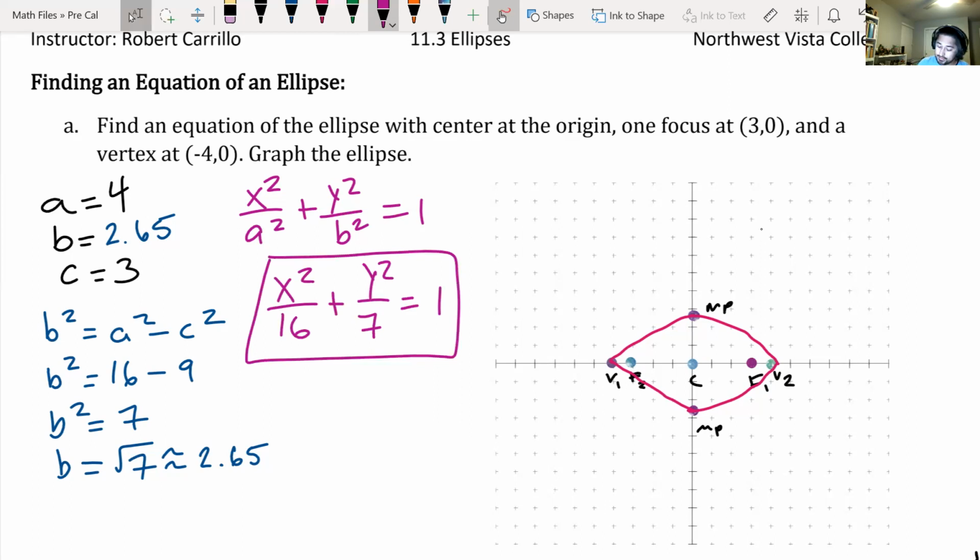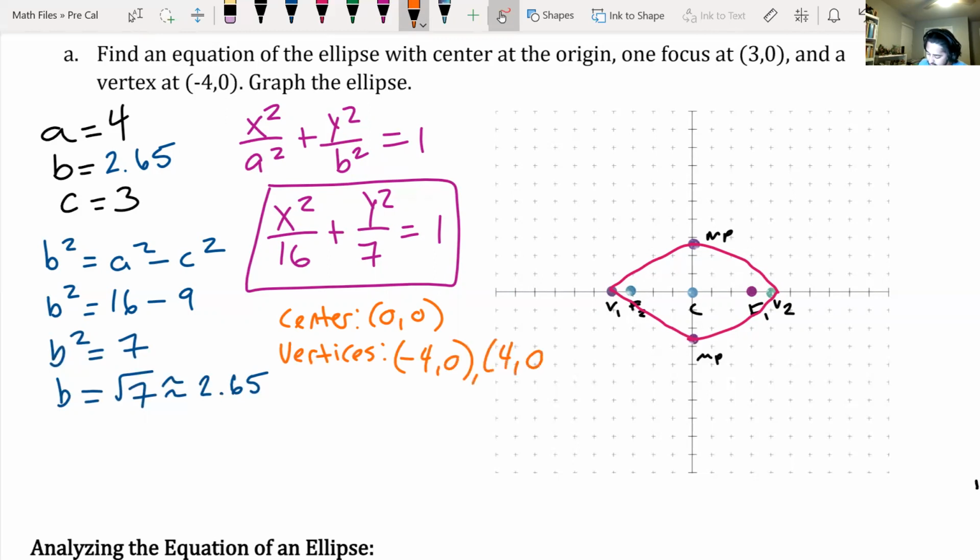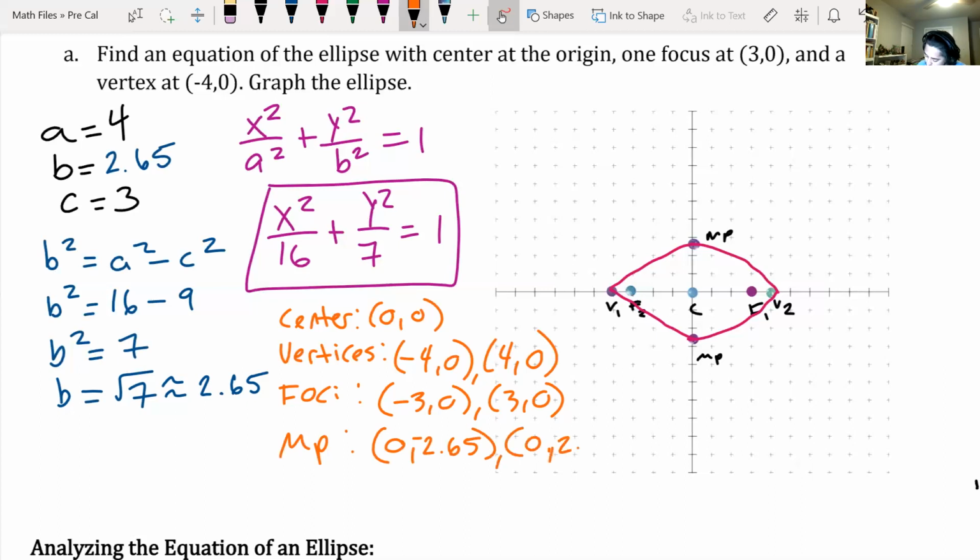There's our equation. And then the last piece we need to do is just fill out every single point that we know. So yes, they gave us the center, which is at 0, 0. And then my vertices are negative 4, 0, and 4, 0. My foci are at negative 3, 0, and 3, 0. And last are my minor points. 0, 2.65 and 0, negative 2.65. So, all right, let's say, since we're doing negatives first, 0, negative 2.65, and 0, 2.65. And there you go. And those are all the pieces.